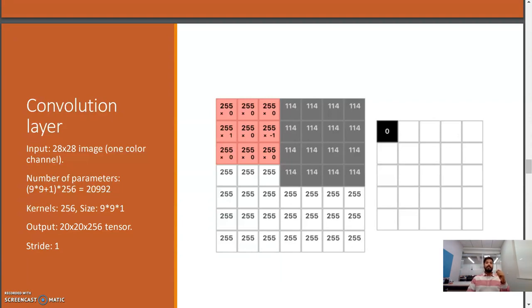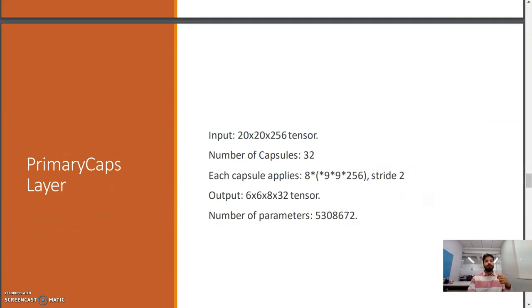Why? Because the input we are taking is the MNIST dataset. So we don't have that channels of colors. So it is almost a two-dimensional picture, right? 28 into 28 into the channel of colors is 1. So filter size is 9 into 9 into 1. Output is 20 into 20 into 256 as a tensor. And we are taking stride as 1 in the CNN.